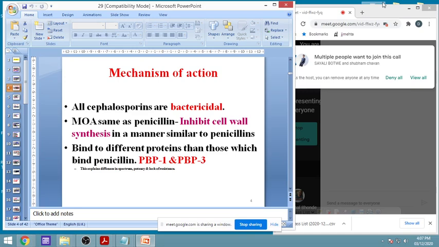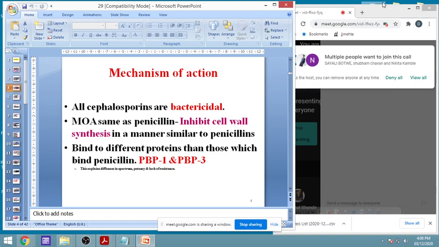They have the same mechanism as penicillin. They inhibit cell wall synthesis. Again, the mechanism is the same as penicillin, only they bind to different proteins than those which bind penicillin. So they bind with penicillin binding protein 1 and penicillin binding protein 3, and thus there is a difference in spectrum and potency, and there is a decrease in resistance to this.